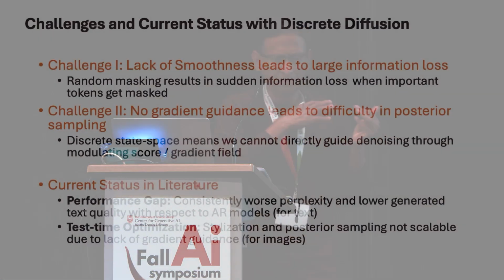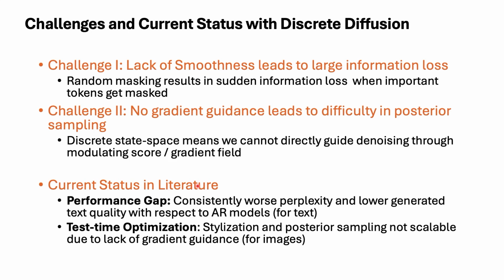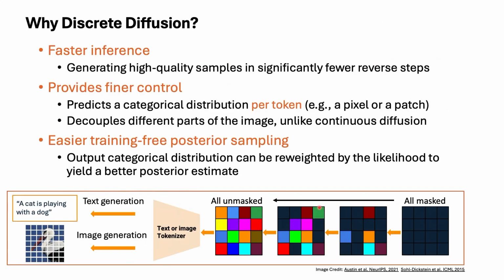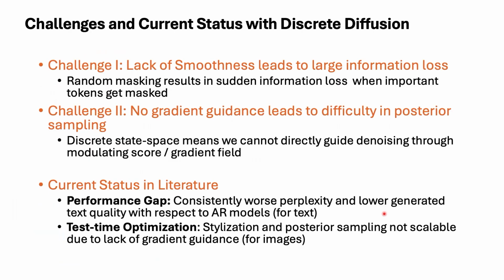But there are some major challenges. First is that there's a lack of smoothness. Remember, the model is masking. So what you're doing is, at some point, there was a word, and then at some point, it completely disappeared. It wasn't that it was gradually being lost. It is gone in one step. And so this sudden loss of information makes demasking, unmasking, much, much harder.